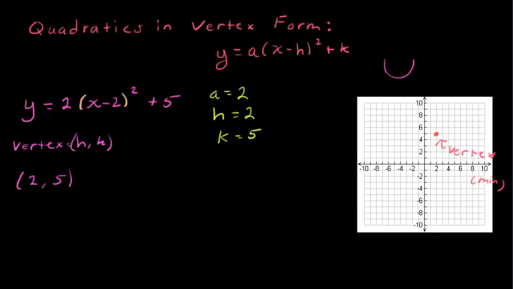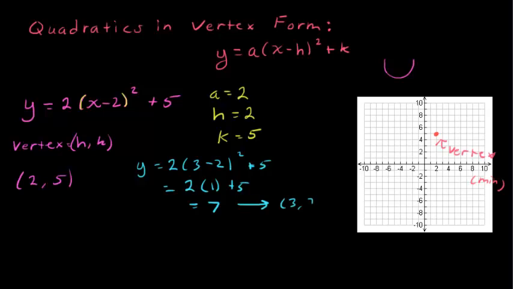Okay. So now let's just go ahead and plug in some points to get the actual exact idea of what this parabola looks like. So let's plug in 3. So y equals 2 times 3 minus 2 squared plus 5. That equals 2 times 1 plus 5, giving us 7. So this point here is 3 comma 7. Let's see, 1, 2, 3. Let me use that same color. Alright, so 3 comma 7.